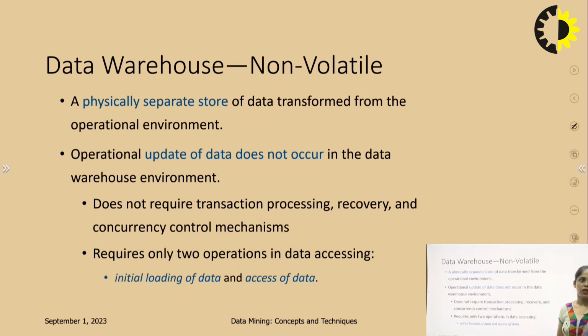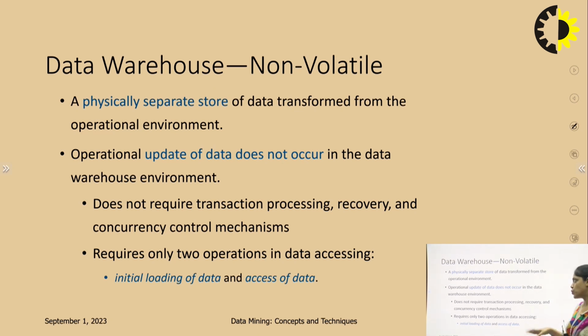Finally, non-volatile: a physically separate store of data transformed from the operational environment. Operational update of data does not occur in the data warehouse environment. It does not require transaction processing, recovery, and concurrency control mechanisms. It requires only two operations in data accessing, that is initial loading of data and access of data.